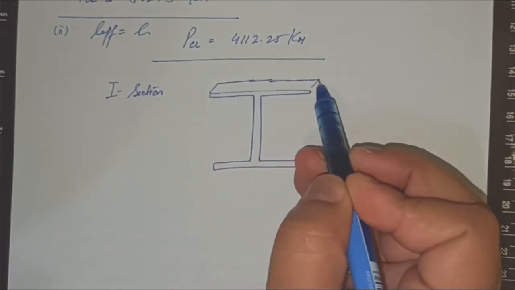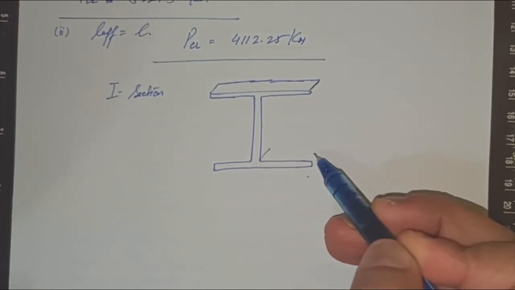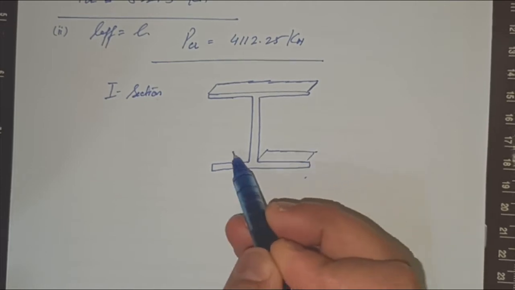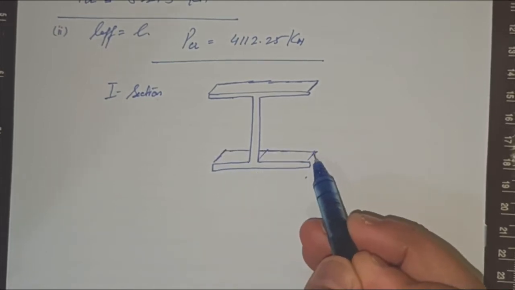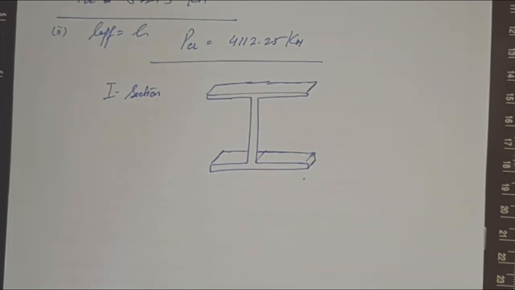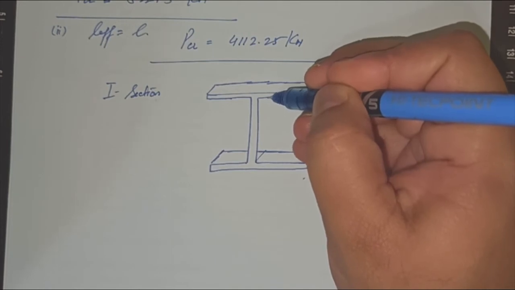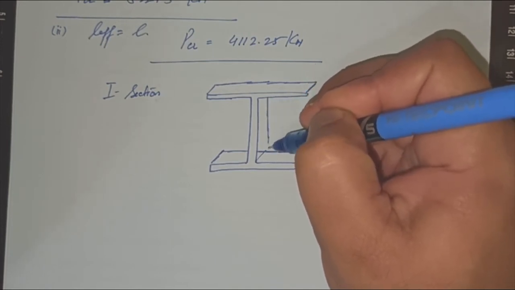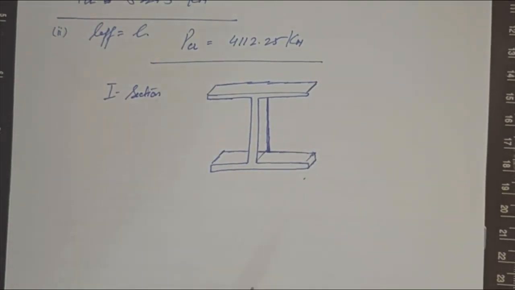You might have seen this in railway tracks. This type of I section is available, on which the rail actually runs. So these types of I sections are available for railway tracks. In some other columns and some houses also, such types of I sections are used. So what will be the moment of inertia of such sections?